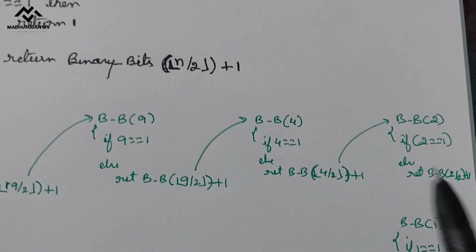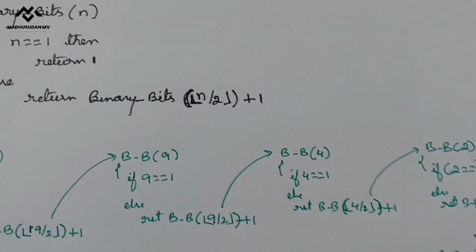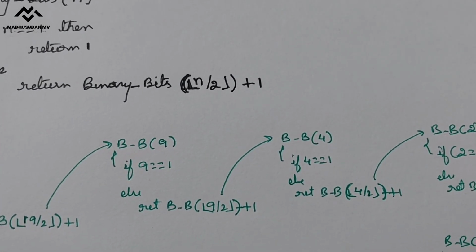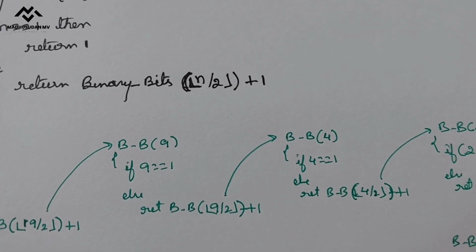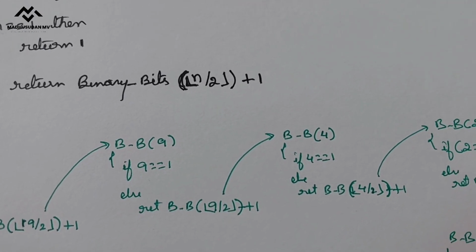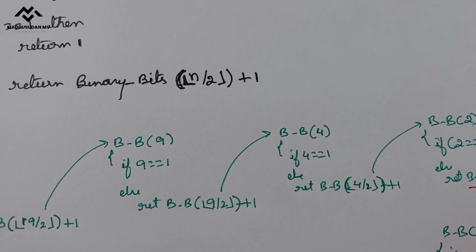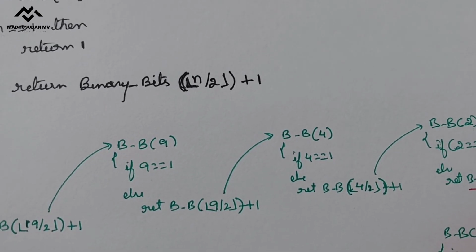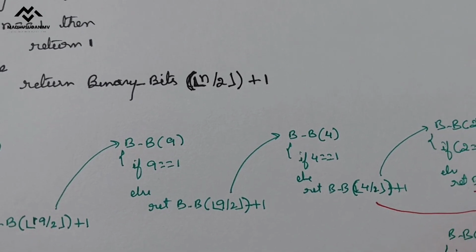Now the condition becomes true. Now comes inside, return 1. Now it returns 1 to its caller. That means in this place, it returns 1. So here plus 1. So this 1 plus 1 is 2. Now it returns 2 in its place. In this place, it returns 2.